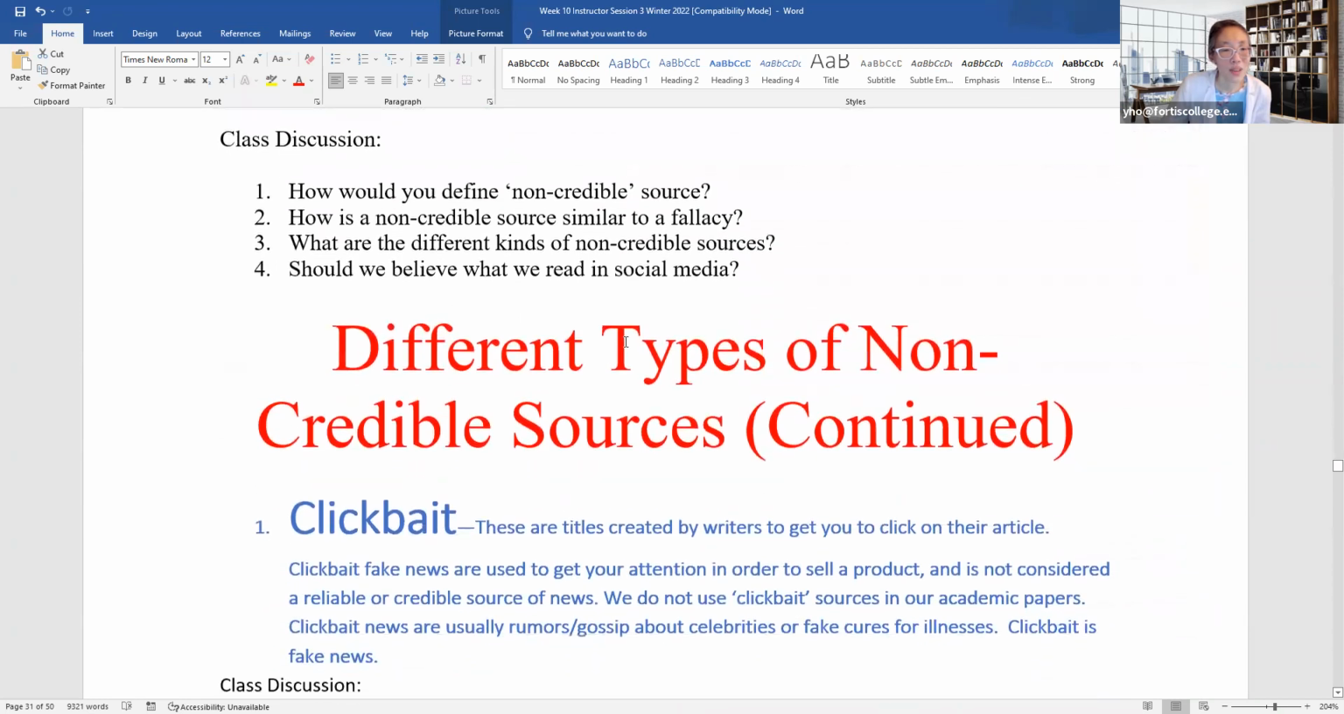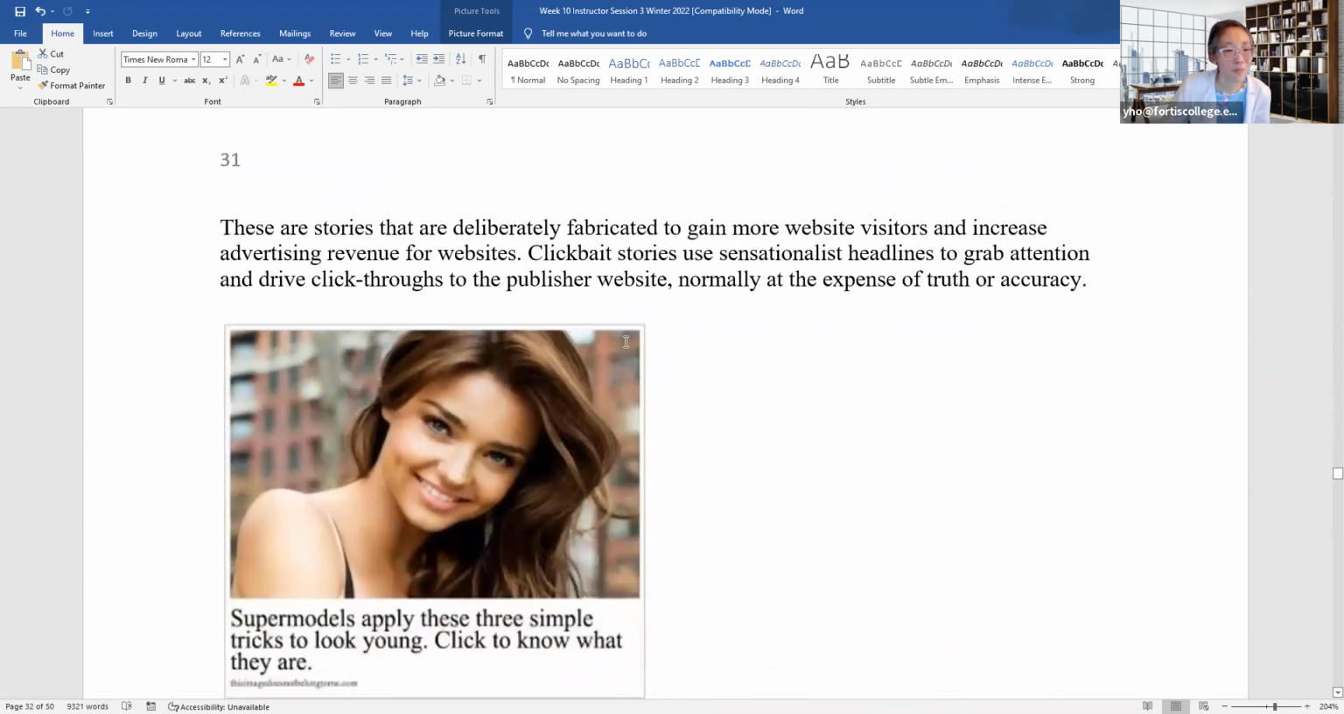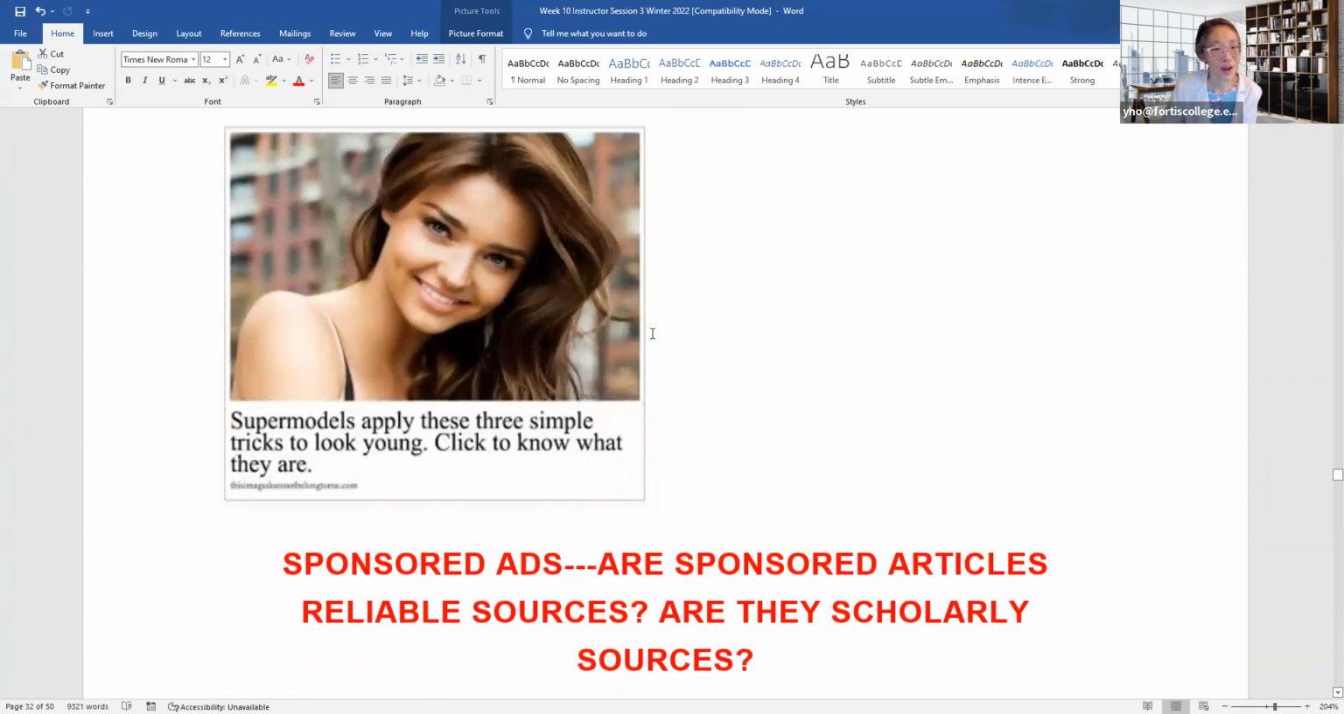So here is an example of clickbait. If you're a male and you like looking at, wow, she's beautiful, aren't you going to automatically click to see what she knows? As soon as you click on her pretty face, somebody earns a lot of money. And whatever information is there, it's not real, okay? So here are three tricks to look young. Women want to click on it because they want to look young, and guys want to look at it because they want to see more of her, okay? So you get clickbait from both sexes. Whoever made this, very smart.